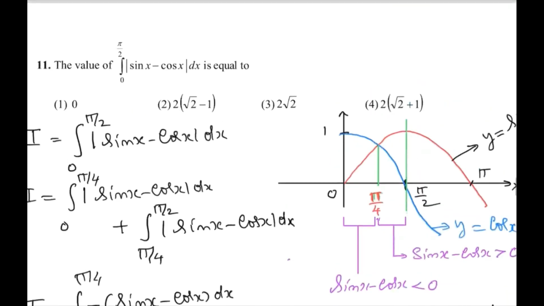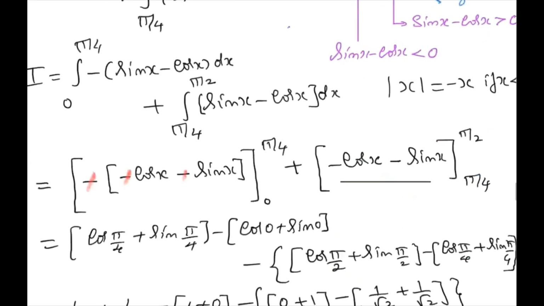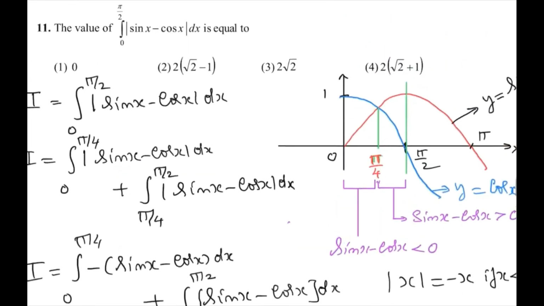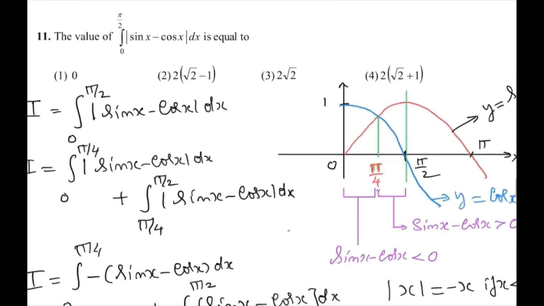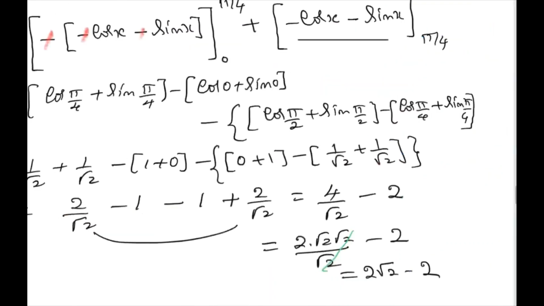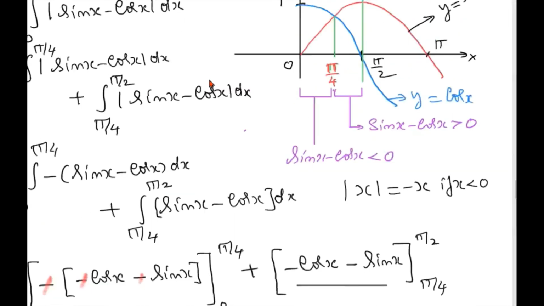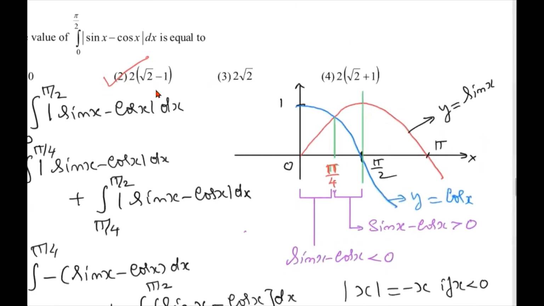So the correct option is the second option. That is, taking 2 outside, you will get it as 2 times root 2 minus 1. Second option.